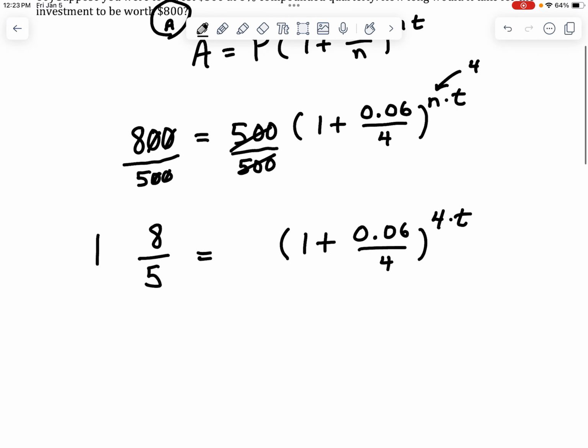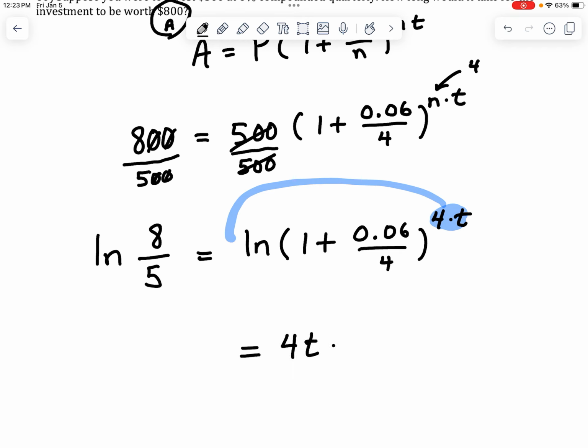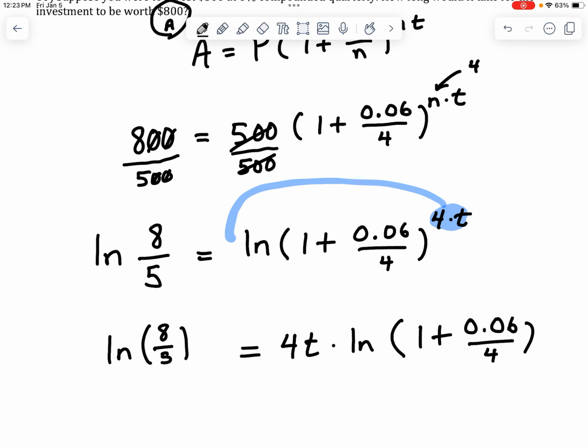And then the next thing to do is, you guessed it, take natural log of both sides. That way, this 4 times t, you could bring it in front and put it in front of this logarithm. So we would have 4t in front of the logarithm. And then just recopy the rest. Recopy this part on the left.